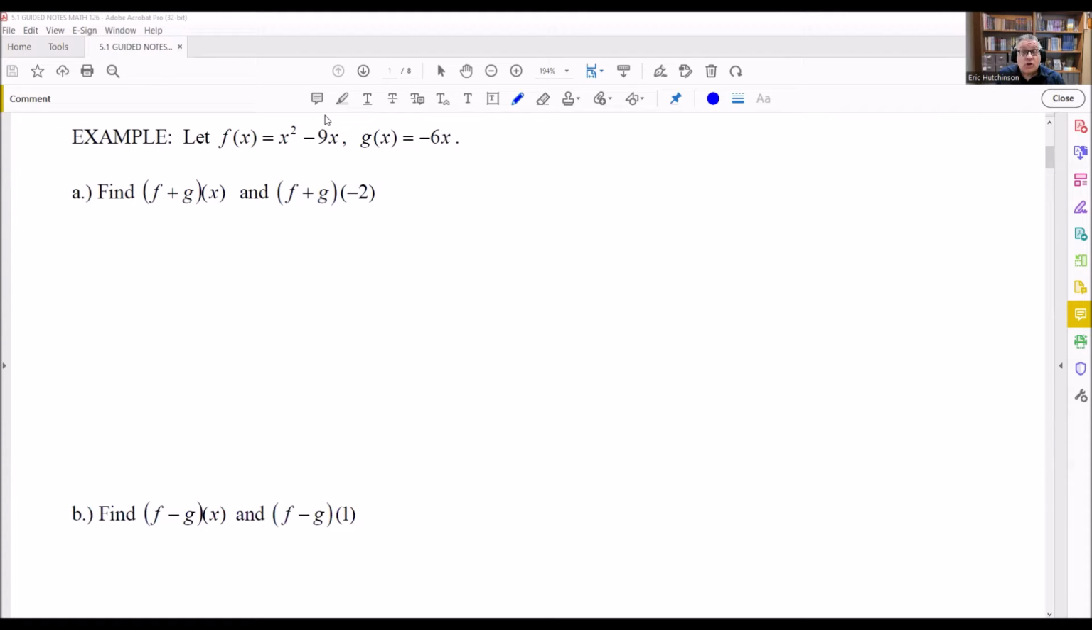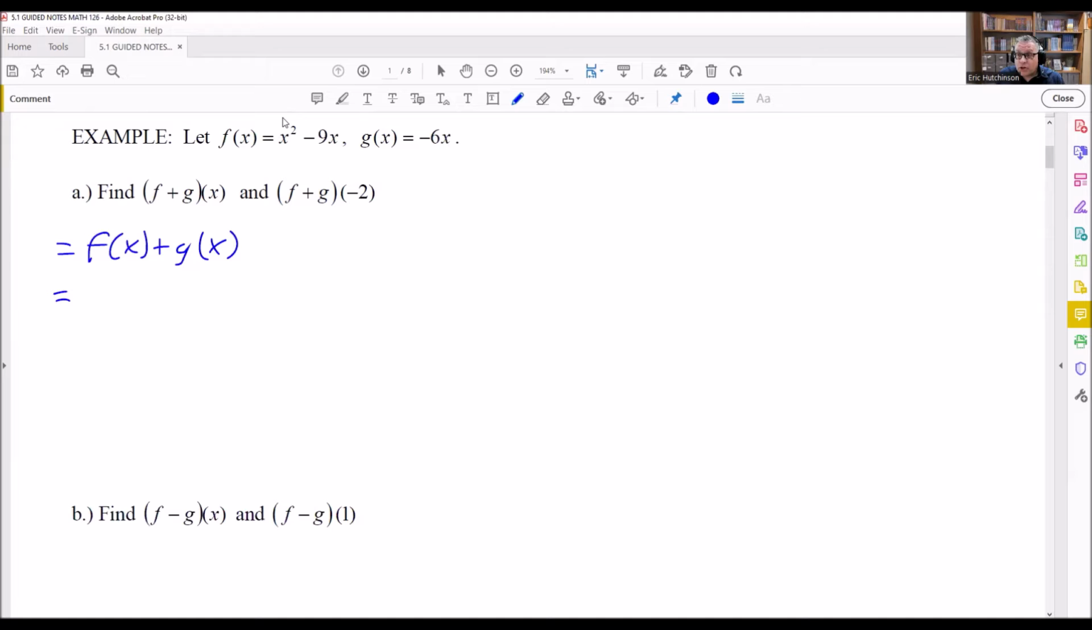Okay, so first thing we want to do here is use the appropriate definition for this. So if I have f plus g of x, we need to know that this is equal to f of x plus g of x. So we have that notation here. Let's plug in the two functions for each one. So that's what we want to do next.